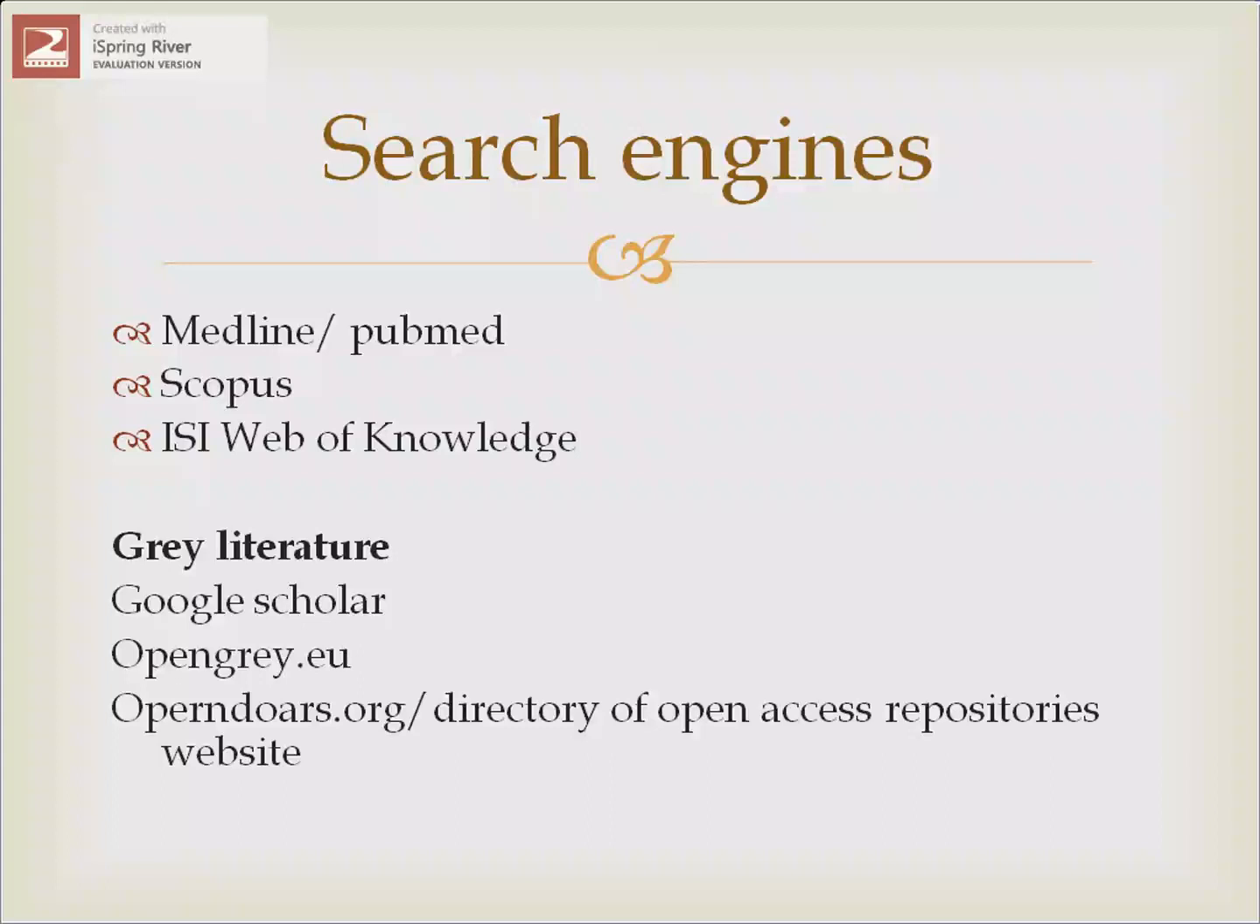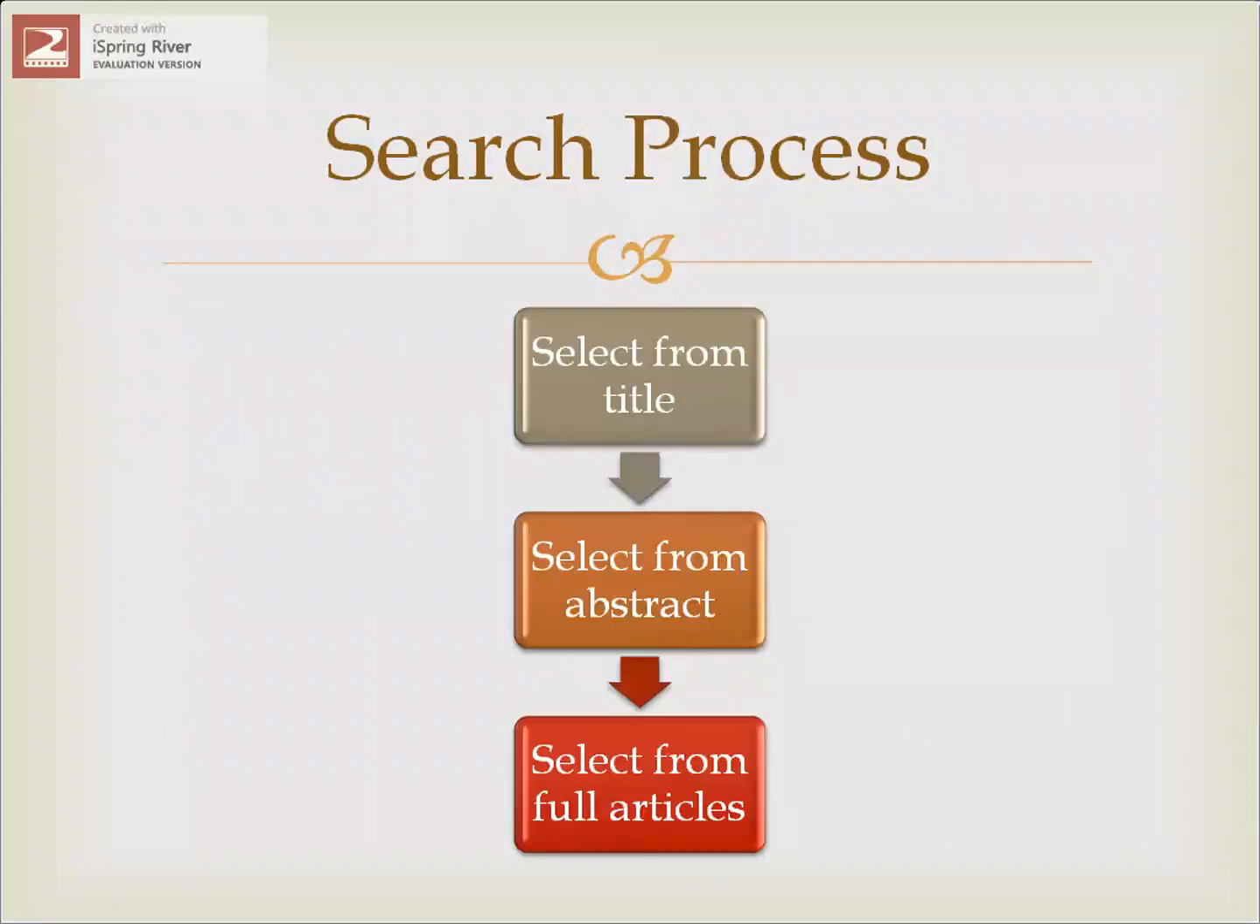Then you have to decide about search engines. Most commonly used in medical science is PubMed. You can also consider Scopus and ISI Web of Science. Here's some grey literature such as Google Scholar, OpenGray and OpenDoors. For the process, you have to start from selection from titles.